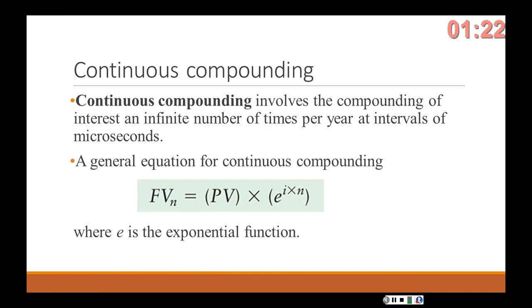So what if interest is compounded continuously? Interest is compounded an infinite number of times per year. To calculate the future value of continuous compounding, that's equal to the present value times the exponential function raised to the stated interest rate times n. So here we have no buttons on our calculator that will make this work either.